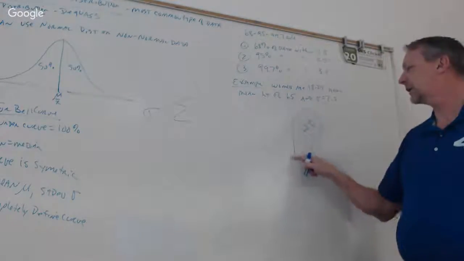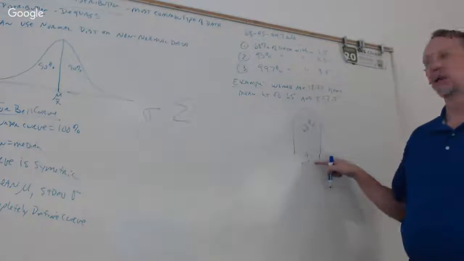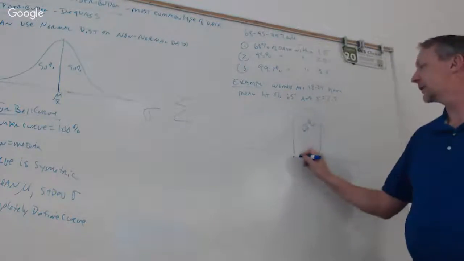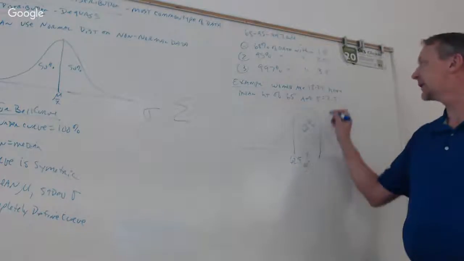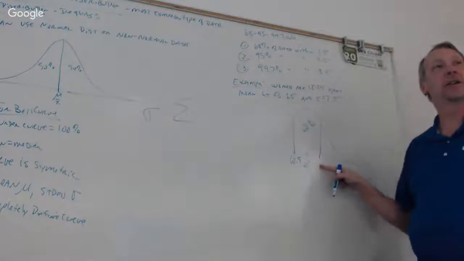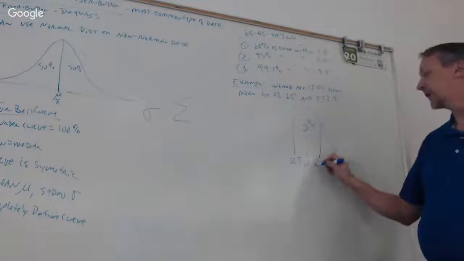Now I need to figure out what these two numbers are. Do we know what that number is? It's 62.5, right? Because the standard deviation, so we're going to subtract 2.5. And this number here is 67.5.